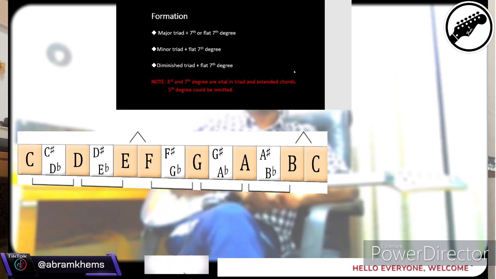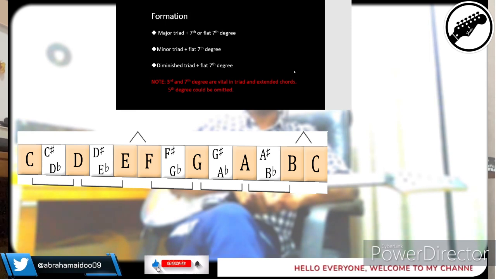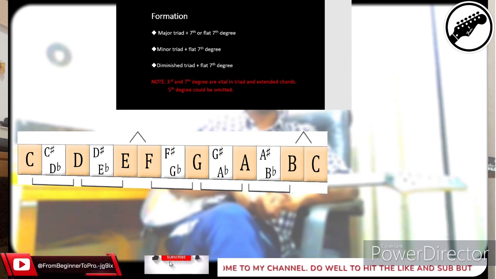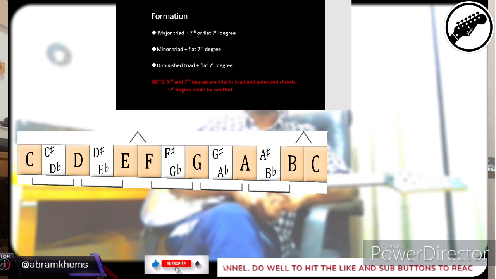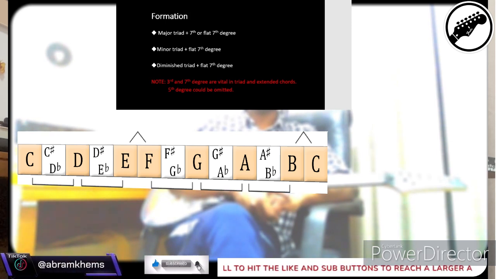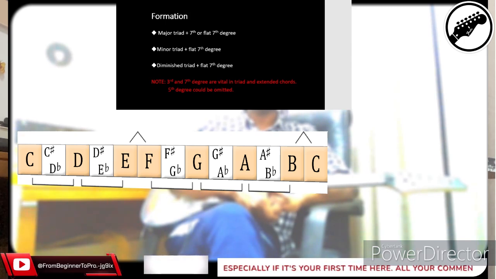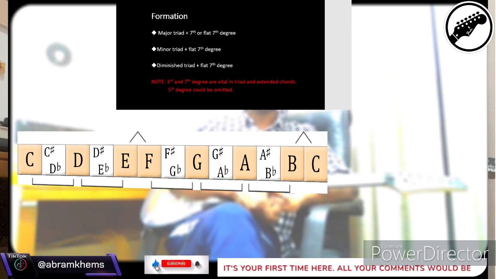So how do we form it? So like I explained earlier on, in the formation of the 7th chord, all that you need is your triad. So you want to form a major 7th chord, you need your major triad, and then you need your 7th note or 7th degree of the interval. So it's going to be a major triad, and then the 7th could either be the major 7th or the minor 7th. Okay, so the major 7th is going to give you a major 7th chord, and then the minor 7th is going to give you a dominant 7th chord.